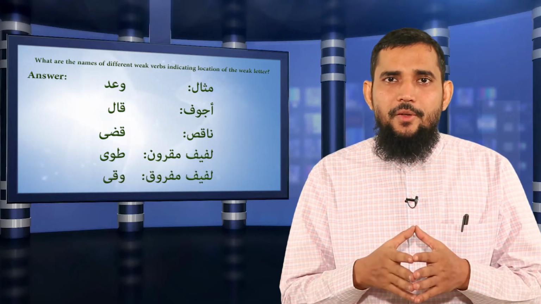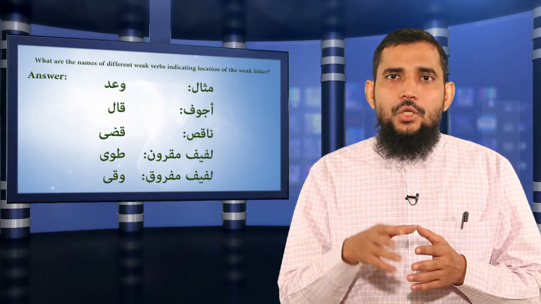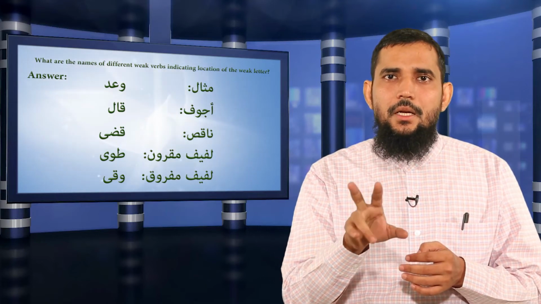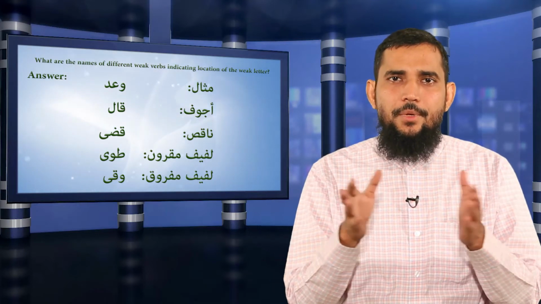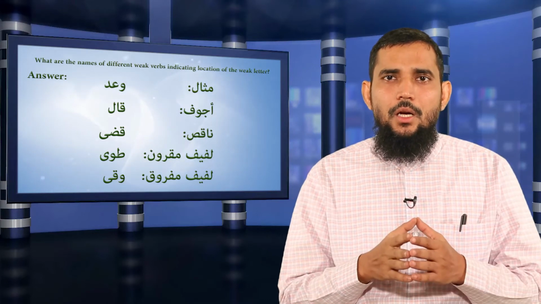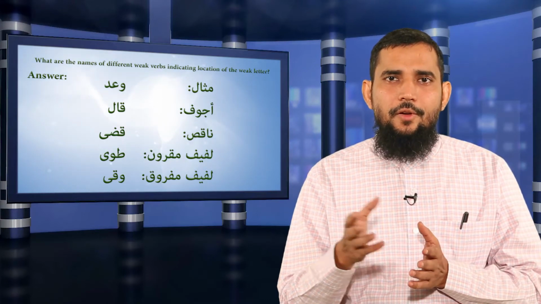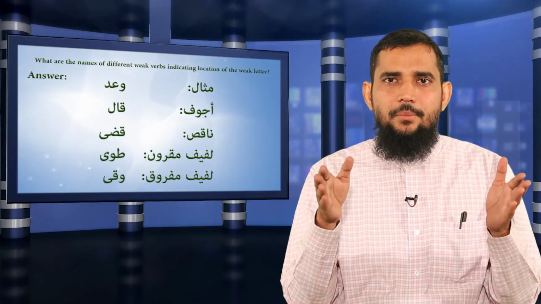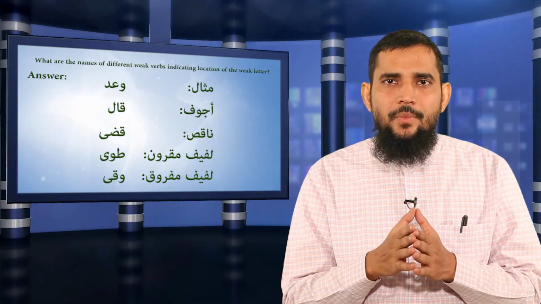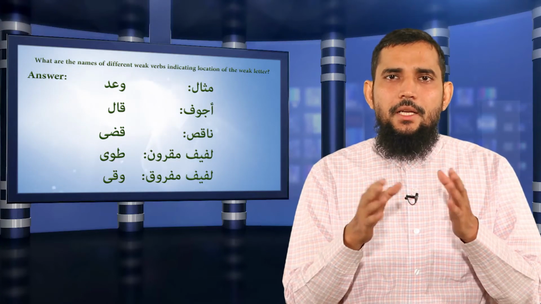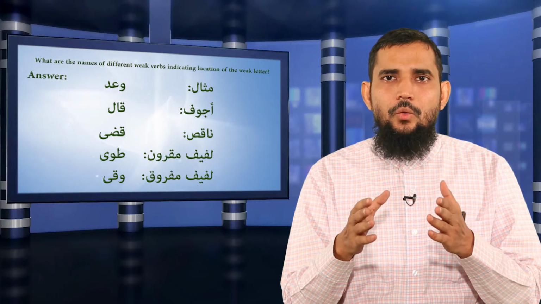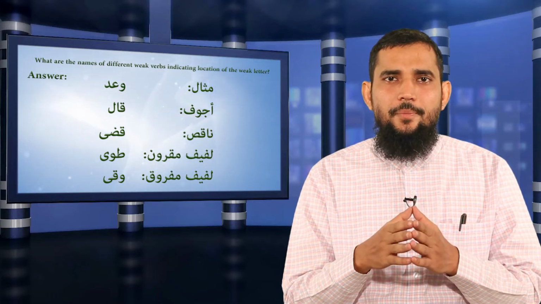Now let's move to lafif mafruq, where two different weak letters are coming in a weak verb but separately. For example, waqa, wafa. Waqa, waw and ya, both are separated by qaf. And wafa, waw and ya are separated by fa. Waqa means to protect, wafa means to fulfill.